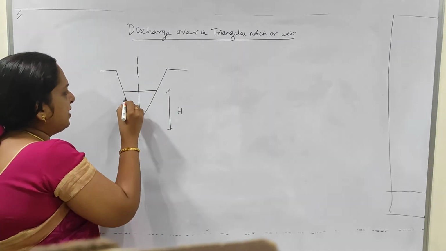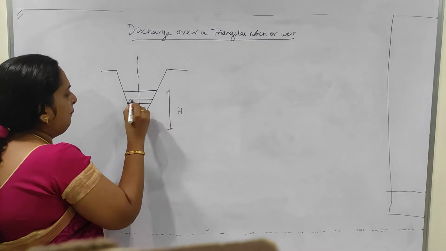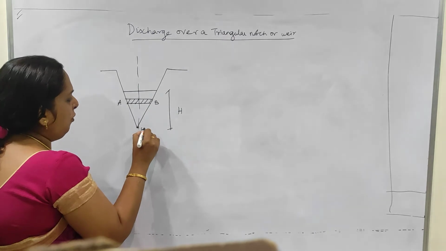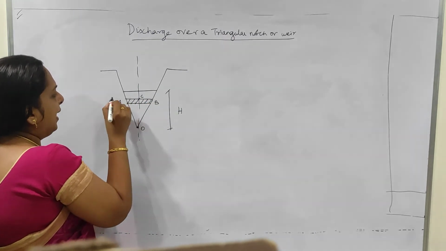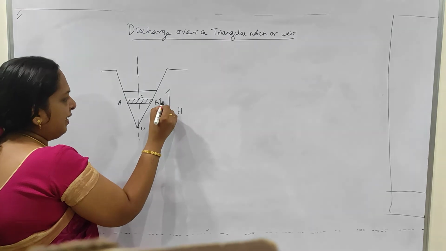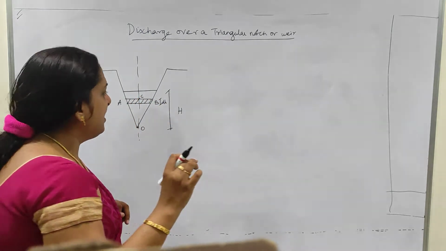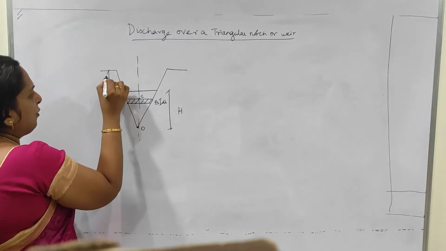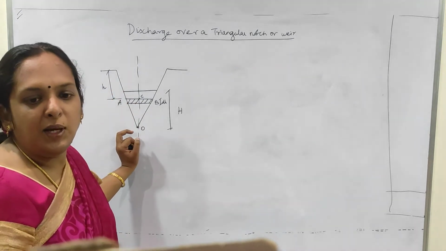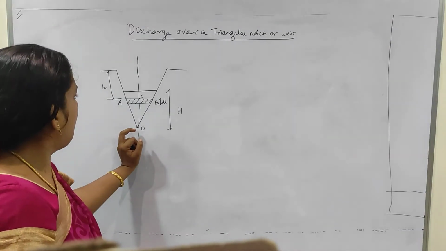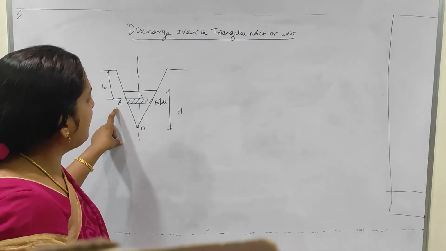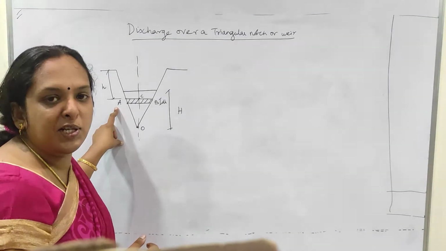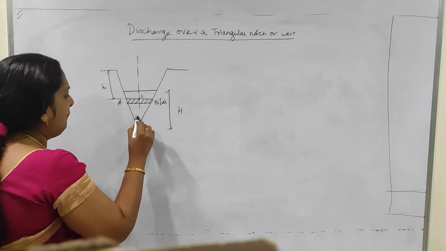Now I am going to consider a small strip. This strip is AB, this point is O, and this point is C. The strip has a thickness of dh, and it is at a depth of h meters from the surface. We have to find out the discharge of this. And the angle made here is theta.